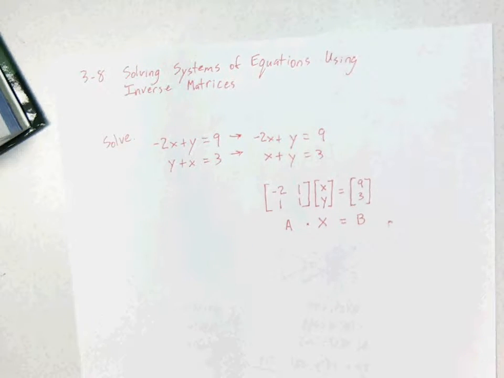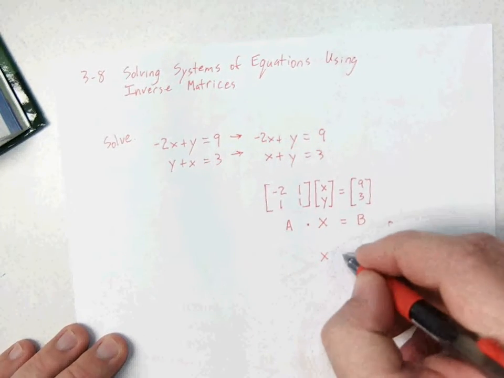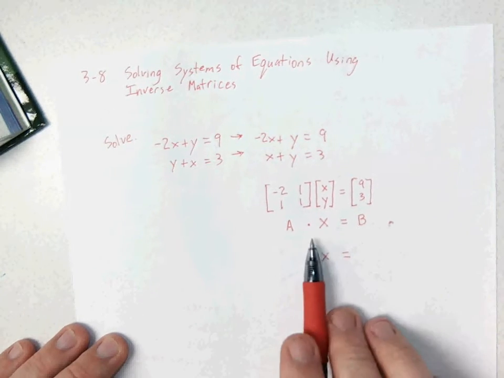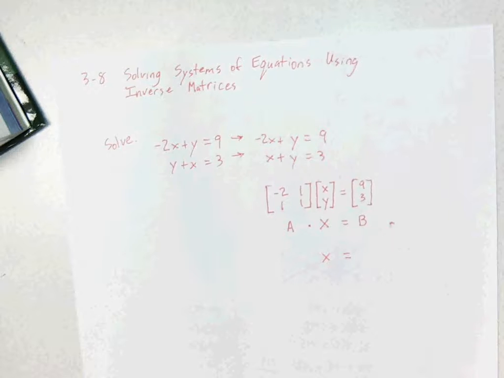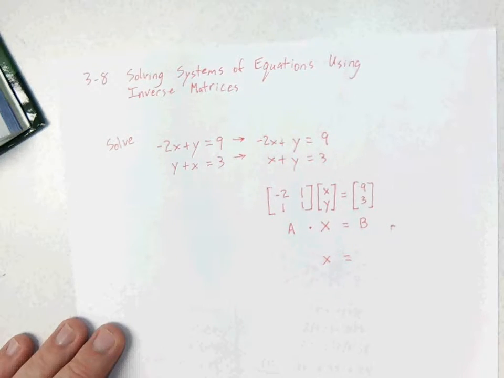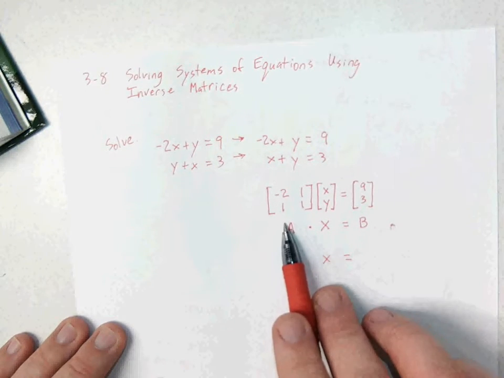If this were an algebra problem, not a matrix problem, and I wanted to solve for X, what would I do? I would divide by A. I would divide by the A, but we can't divide with matrices. Instead, we do something slightly different. We do what's called its inverse. And so I'm going to have to take the inverse of matrix A.